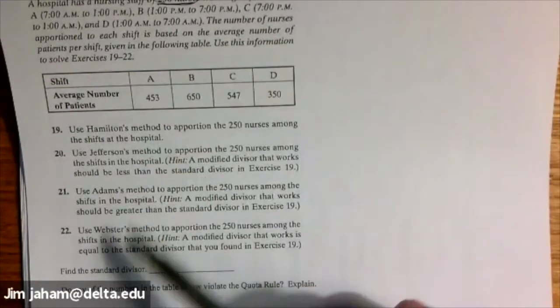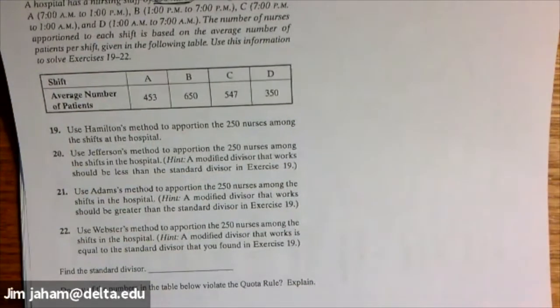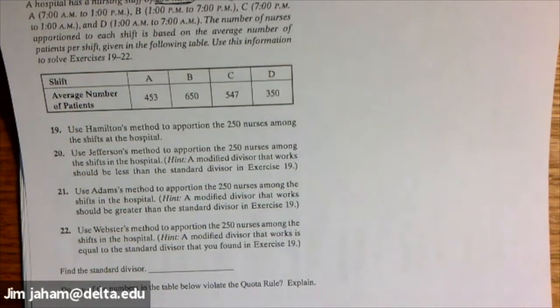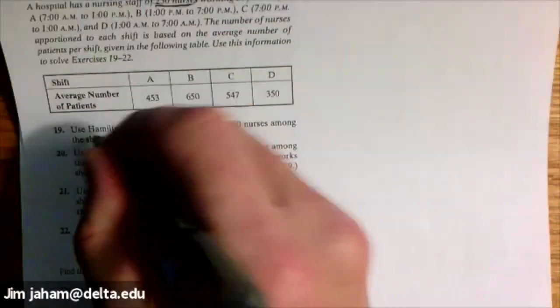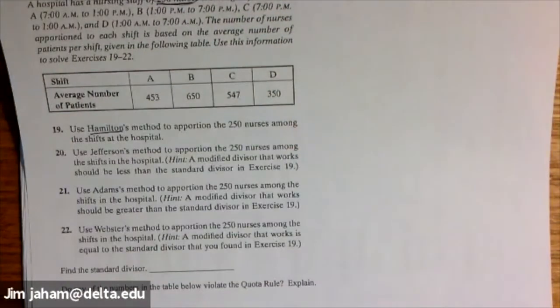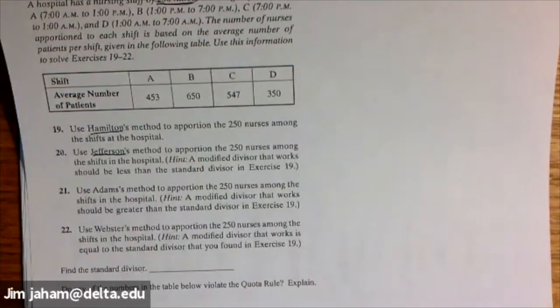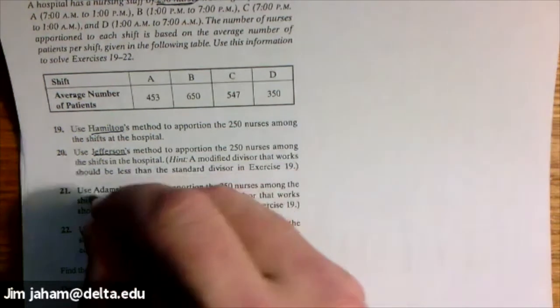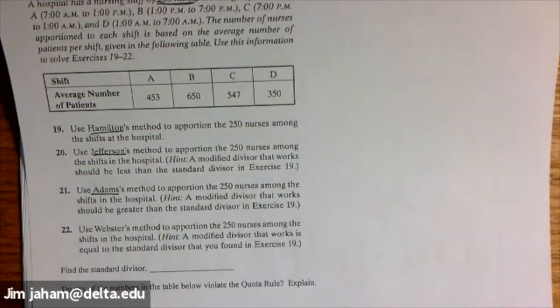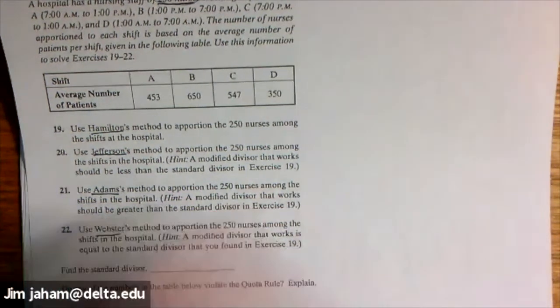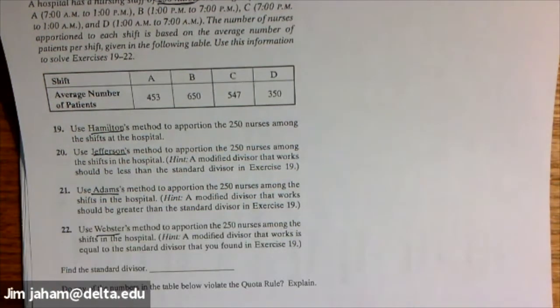Questions 19, 20, 21, and 22 basically just say to use the 4 methods that we've identified. Hamilton uses the decimal leftovers. Then we have Jefferson's, which uses a modified divisor and rounds down. Adams uses a modified divisor and rounds up. And then Webster's uses a modified divisor and rounds mathematically.